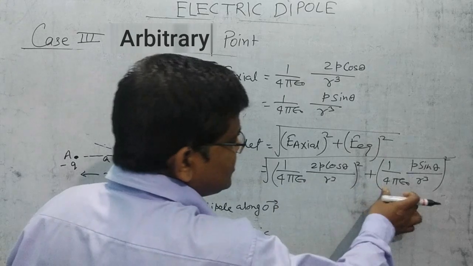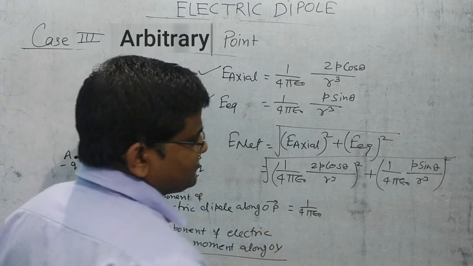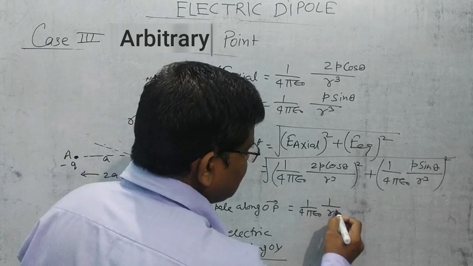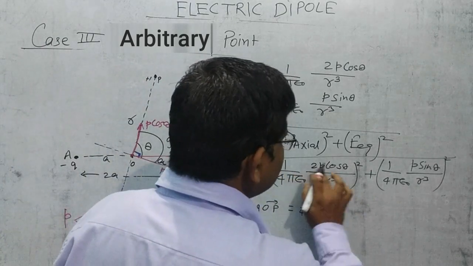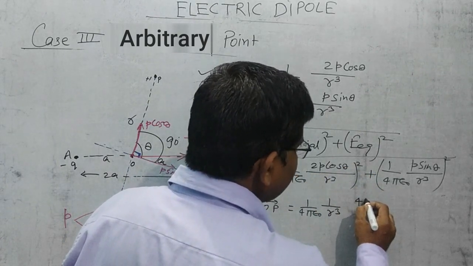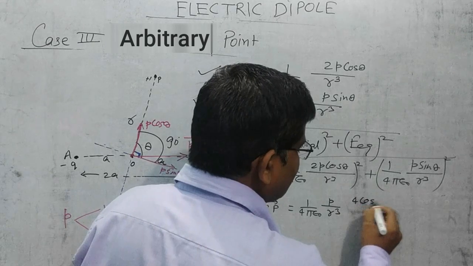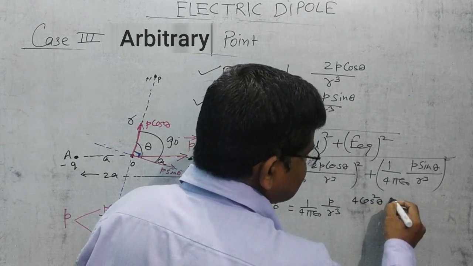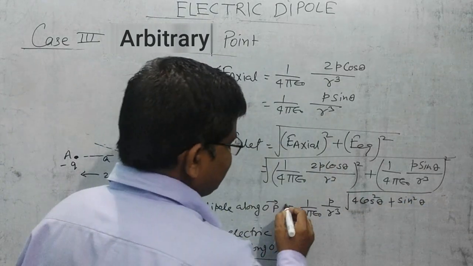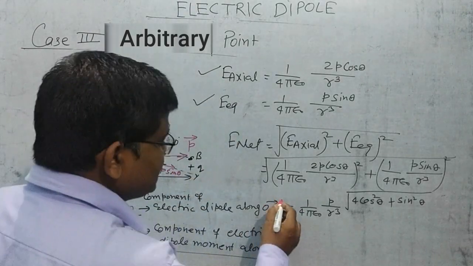And in this, just take out 1 upon 4 pi epsilon naught, and r cube also, just take out. It becomes 2p, meaning 4p square. Okay, p also you take outside from this. Then this is the square root of 4 cos square theta plus sin square theta. This is the net electric field.